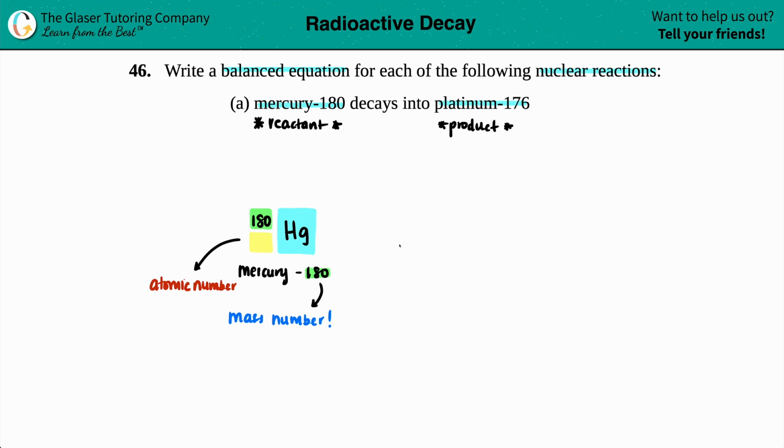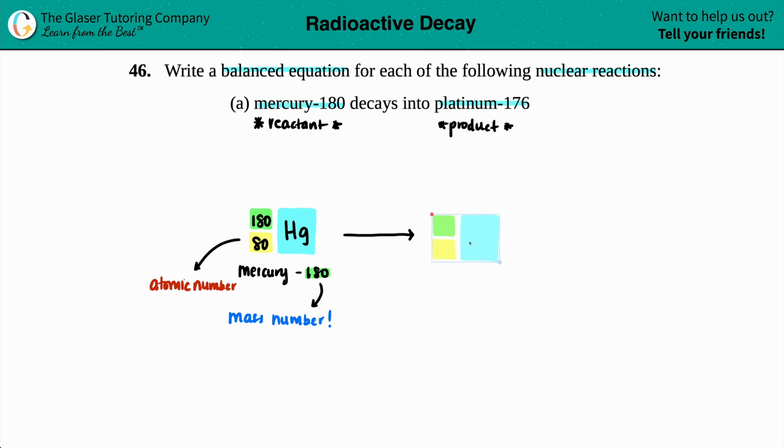It's always going to be the whole number, not the decimal number, because that's the average atomic mass. And for mercury, it is number 80. So 180 on the top, 80 on the bottom. And now we have mercury-180, which is going to decay into platinum-176.